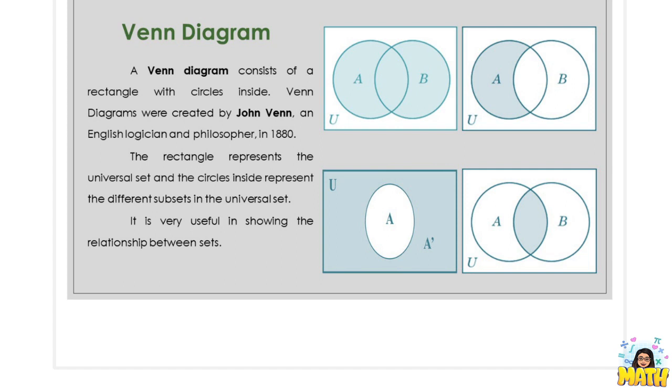Venn diagrams were created by John Venn, an English logician and philosopher in 1880. Usually ginagamit ang Venn diagram to show the similarities and differences of two things. Pero sa math, gagamitin natin ito for the operations on set. The rectangle represents the universal set, while the circles inside represent the different subsets in the universal set. So gamitin natin yan para mas mapakita ang operations on sets.